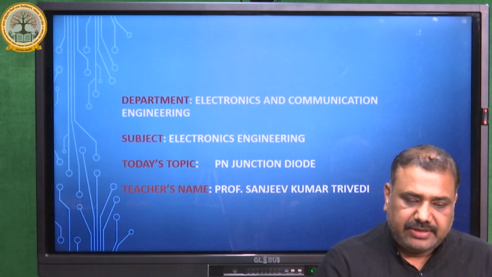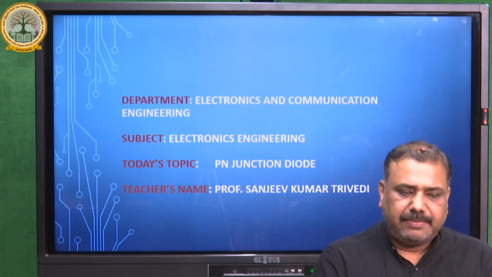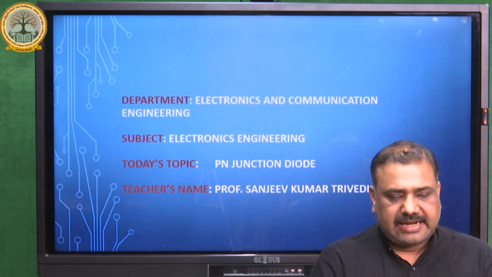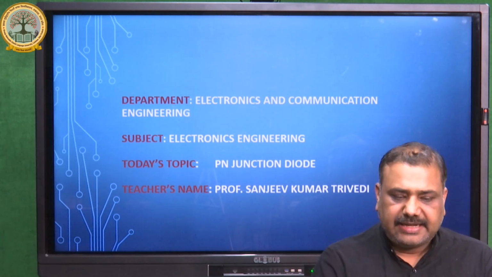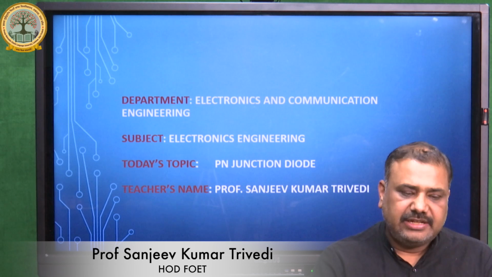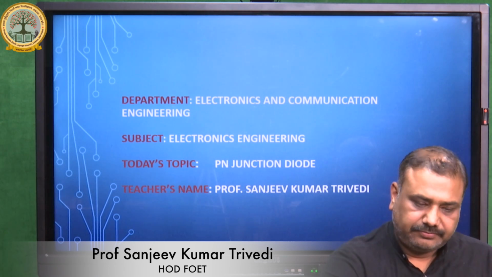In the figure you can see N-type and P-type. In N-type the majority carriers are electrons, and in P-type the majority carriers are holes. In the middle, the yellow color is showing the depletion region.